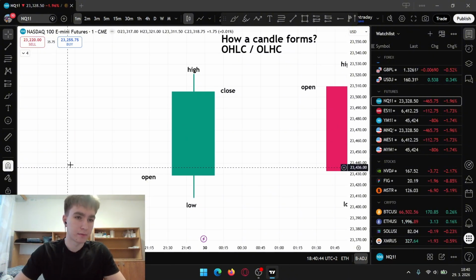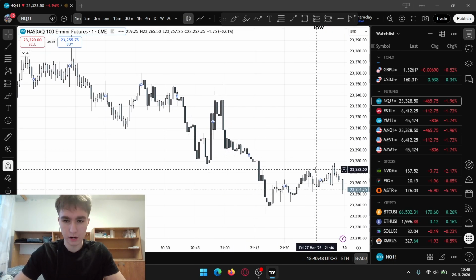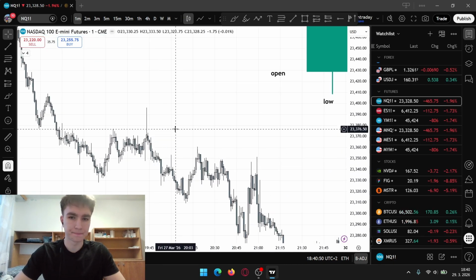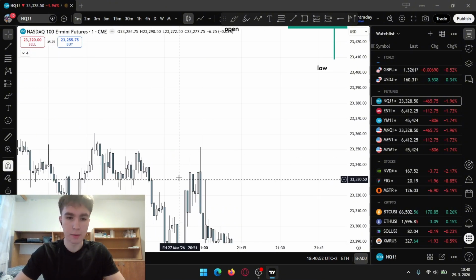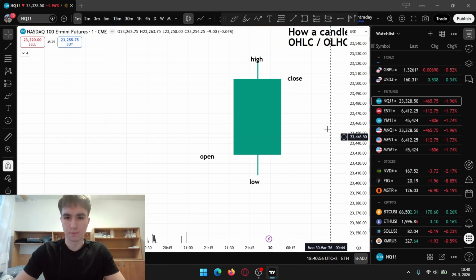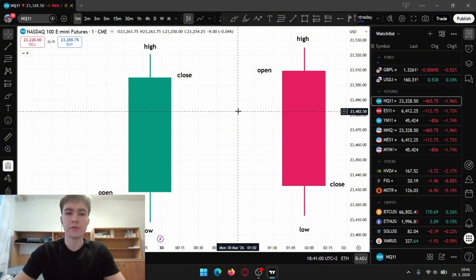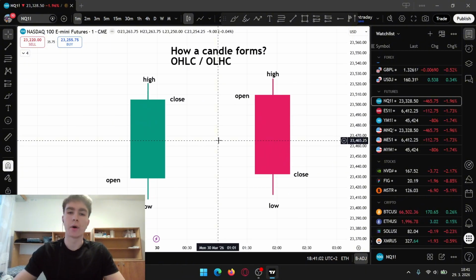For example, right now I'm on the 1 minute time frame, and you can see those are the 1 minute candles, and each candle represents 1 minute of price action. So before we get into time frames and other stuff, we need to know how a candle forms.